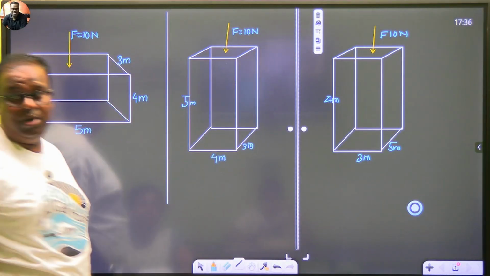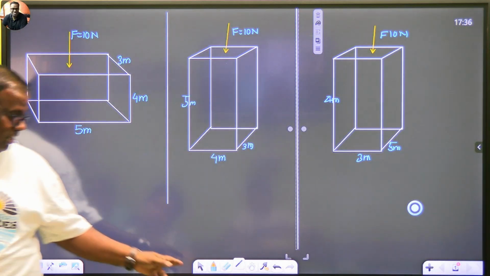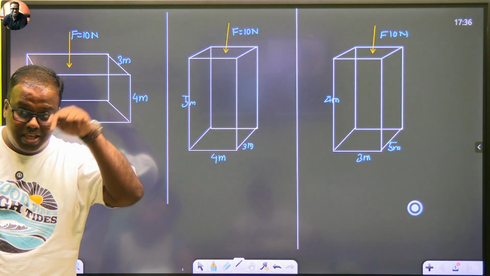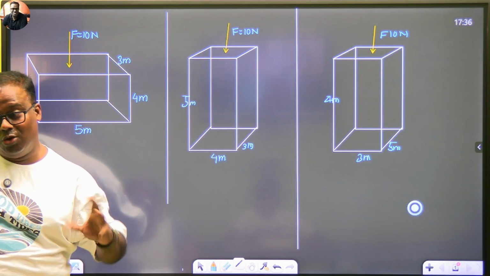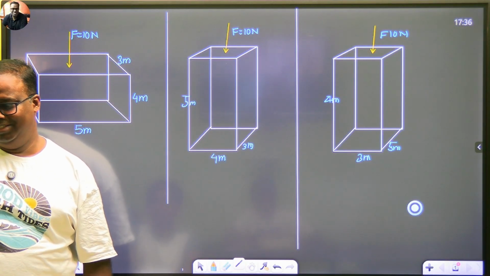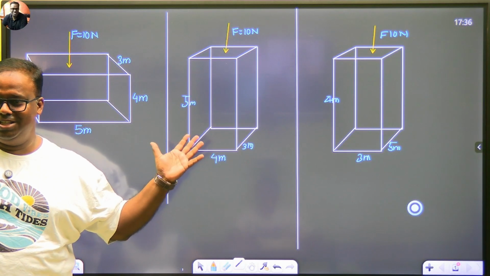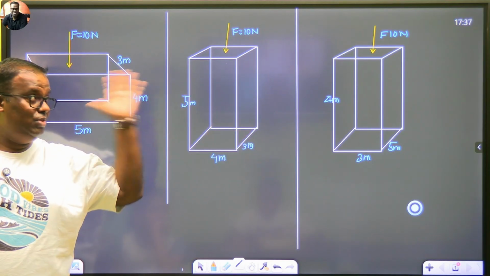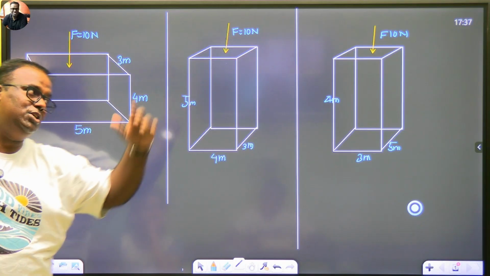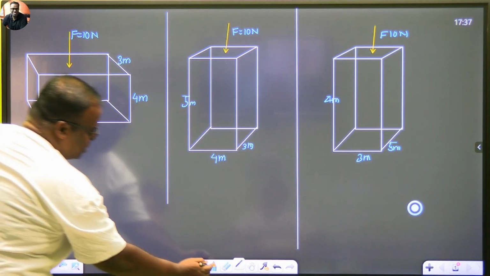Understood? This gives you a very interesting thing. Suppose you take a brick and you exert the same force on the brick, the pressure can be different based on how you orient the brick. Have you understood? This is a very nice example. Have we changed the solid in any case? No. Have we changed the force? No. But the pressure will come different. Okay, let's calculate the pressure for the first case.